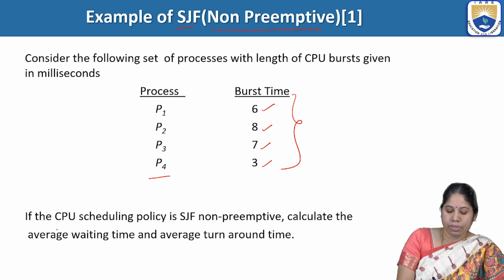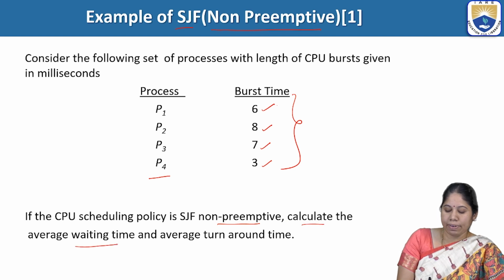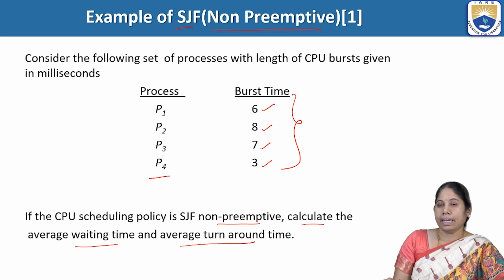So here the question is: if the CPU scheduling policy is SJF non-preemptive, then calculate the average waiting time and average turnaround time, right? If the question comes like this, how will we solve this problem?